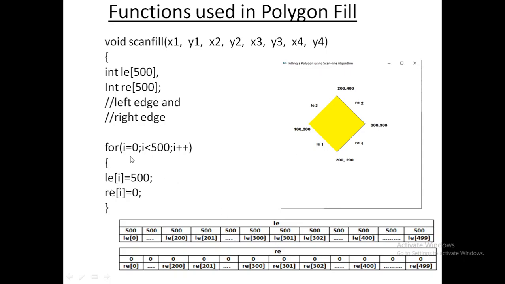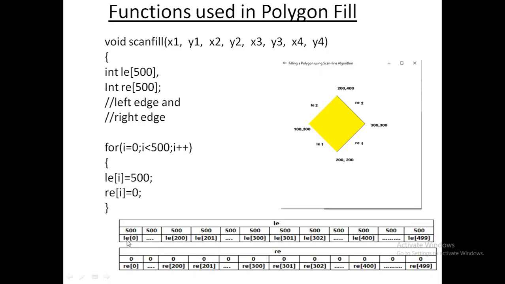There is a for loop here. This for loop will run 500 times, 0 to 499, and it is initializing some value in the LE array and the RE array. Can you see the value? In the LE array, 500 is filled. So here is the LE array, with indexes 0 to 499, and each index has the value 500.